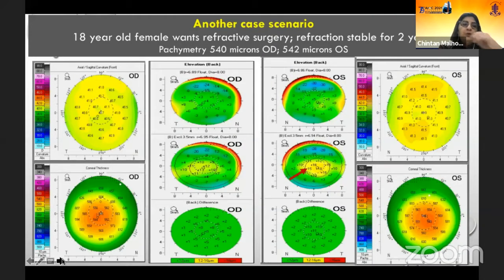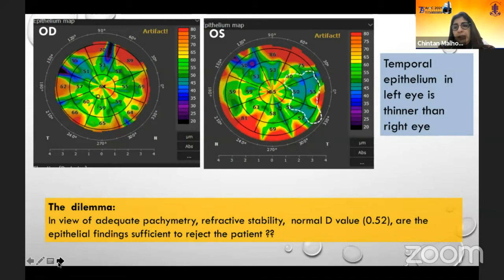Another case scenario which we come across frequently. This is an 18-year-old female who wants refractive surgery. The refraction is stable. The pachymetry is good in both eyes, but we see a bit of posterior elevation in the middle on the exclusion map, but not on the difference map. And the temporal epithelium in the left eye is a shade thinner than the corresponding area on the other side. So now the dilemma is that in view of adequate pachymetry, refractive stability, and a normal D value, are the epithelial findings sufficient to reject this patient?